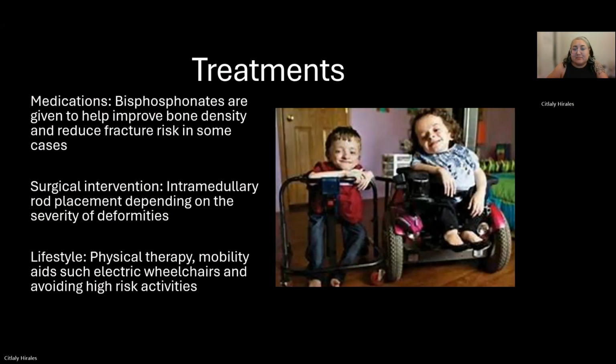So, treatments. Medications: bisphosphonates are given to help improve bone density and reduce fracture risk in some cases. Medical interventions: intramedullary rod placement, depending on the severity of the deformities. And then lifestyle. Some patients might require physical therapy, mobility aids such as wheelchairs or walkers, and obviously avoiding high-risk activities due to their brittle bones.